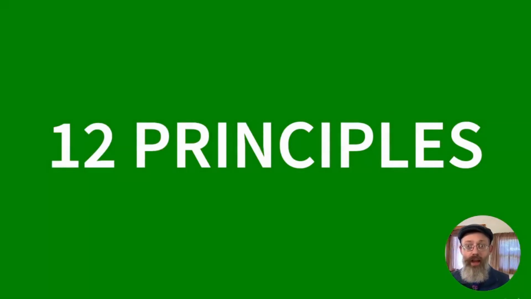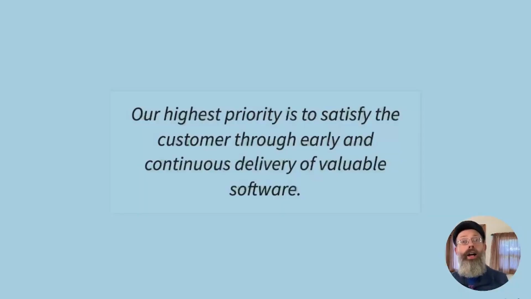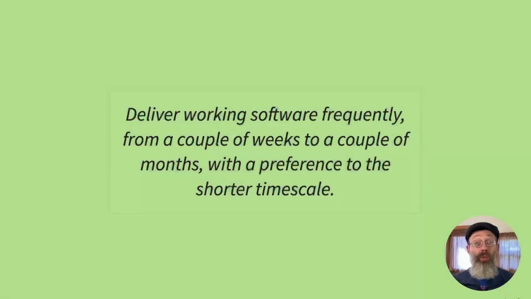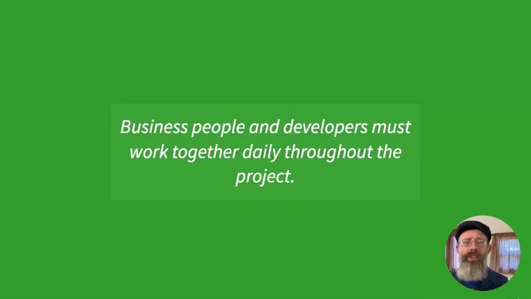They elaborated on all that in 12 principles. Our highest priority is to satisfy the customer through early and continuous delivery of valuable software. We welcome changing requirements, even late in development. Agile processes harness change for the customer's competitive advantage. Delivering working software frequently, from a couple of weeks to a couple of months, with a preference to the shorter timescale. Business people and developers must work together daily throughout the project.